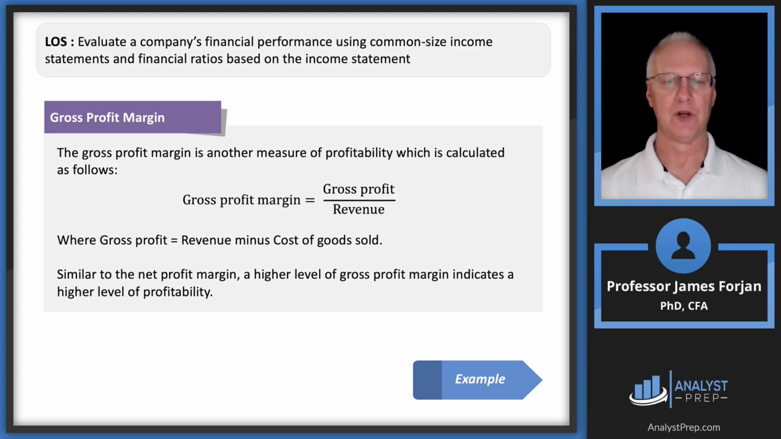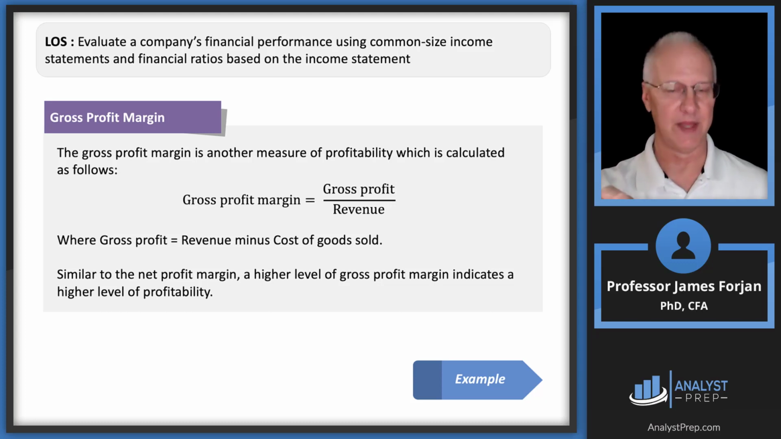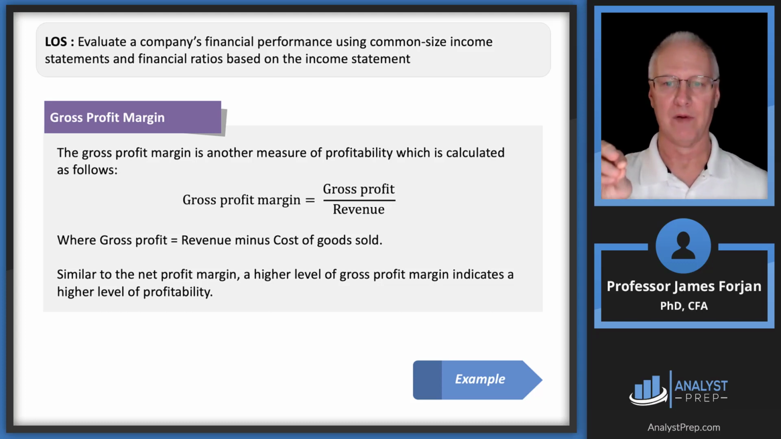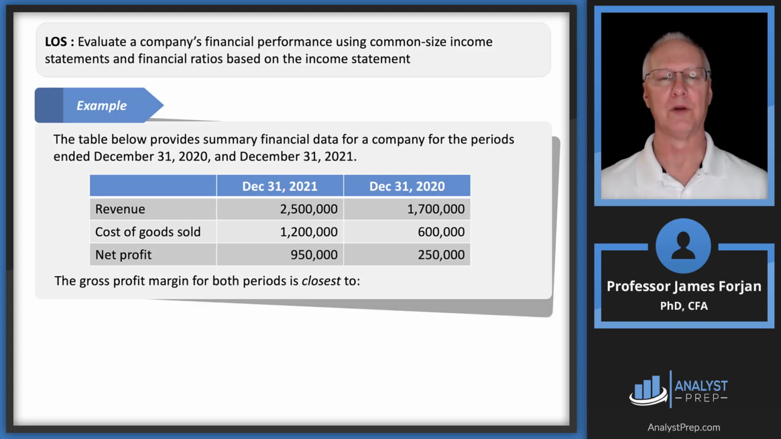Gross profit margin, on the other hand, let's take a look at something that's in the middle of the income statement versus what's on the top of the income statement. So we have gross profit, which, remember, is just revenues minus cost of goods sold, divided by revenue. Of course, we want to have a higher gross profit margin. So let's take a super simple example here. Gross profit margin for both periods.